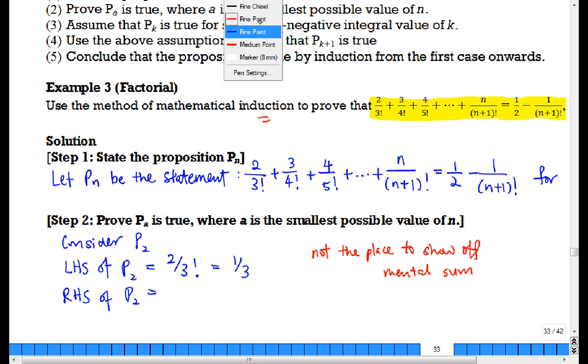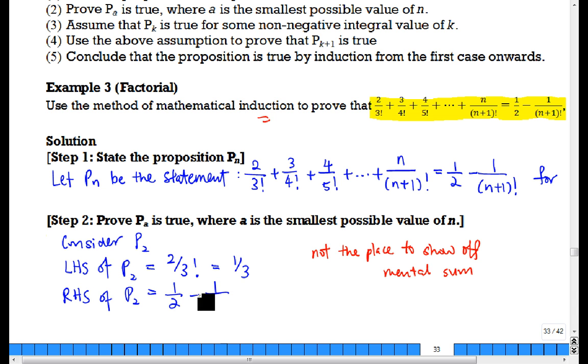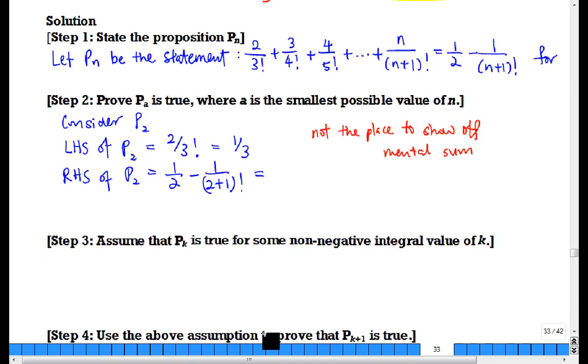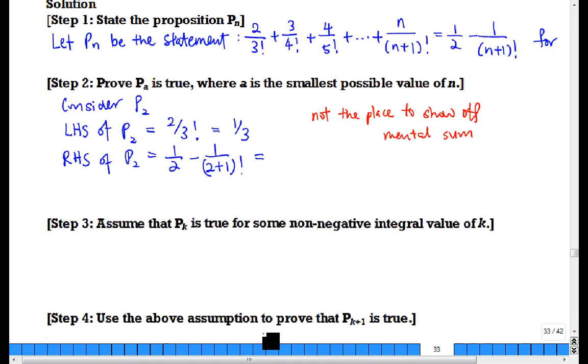Next. What about right hand side? Right hand side is this. So better write: replace n with 2, you get half minus 1 over 2 plus 1 factorial. I'm being a bit kiasu. Or better make sure you explicitly substitute n equals 2 on the right hand side, not left hand side. Then okay lah, here can as long as you show you get 1/3.